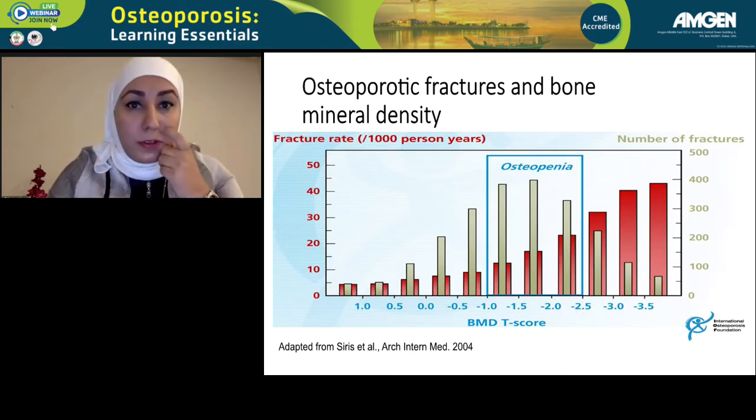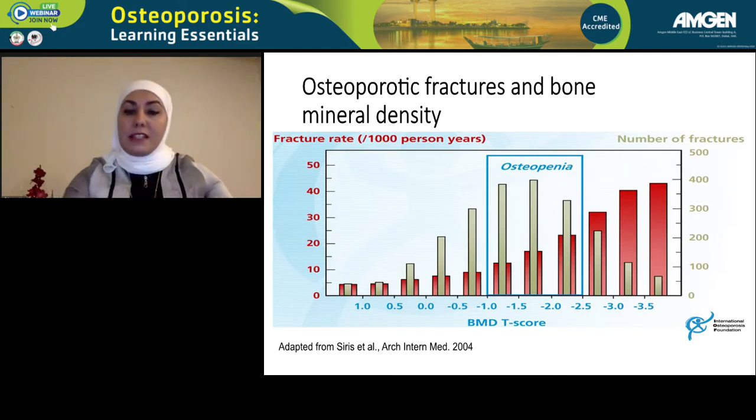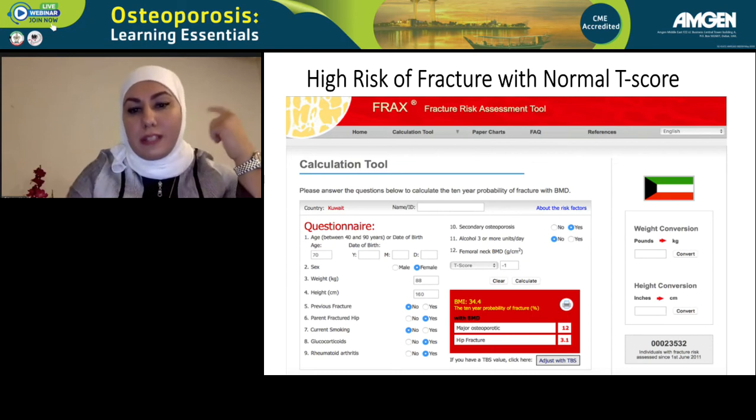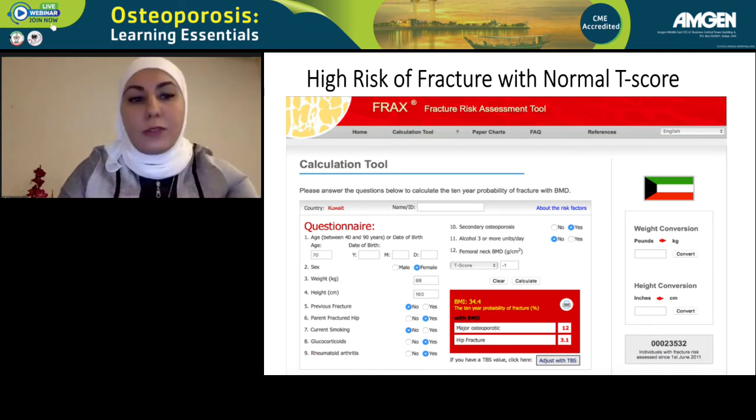So, osteoporotic fractures and bone mineral density: most fractures occur in the osteopenic range, which is from minus 1 to minus 2.5. Sometimes you can have high risk of fracture with a normal T-score. For example, for this patient, the T-score is minus 1. So according to DEXA, we don't need to treat this patient.